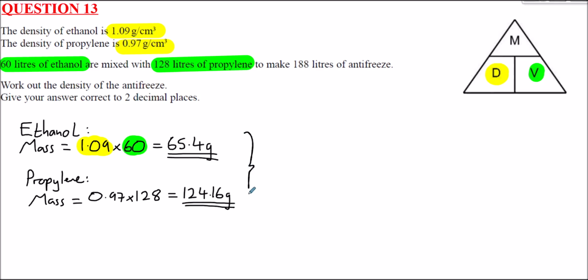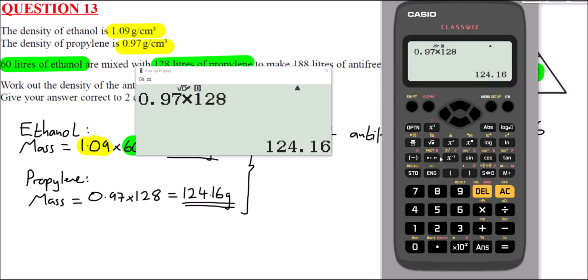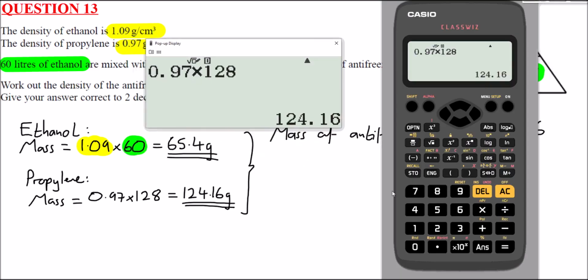Now from these two, we can then work out what the total mass of this mixture is, because we want to work out the density of the antifreeze. And the antifreeze is just the ethanol and propylene mixed together. So from these two calculations, the mass of antifreeze is going to be the 65.4 added to the 124.16. So we've got 124.16 already. If I just add on 65.4 to that, I get 189.56.